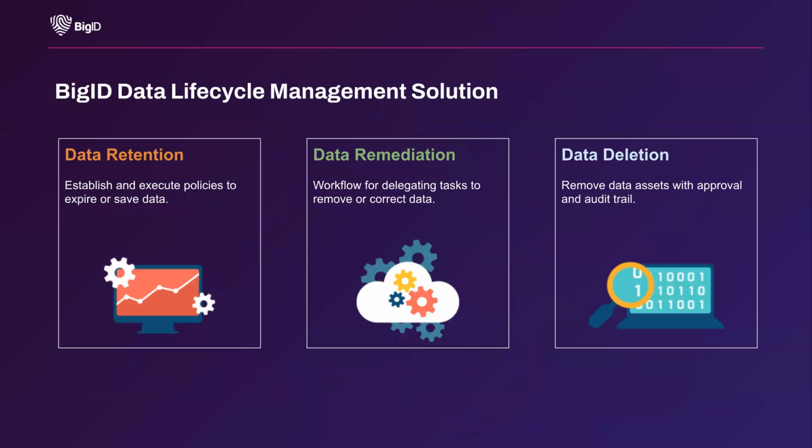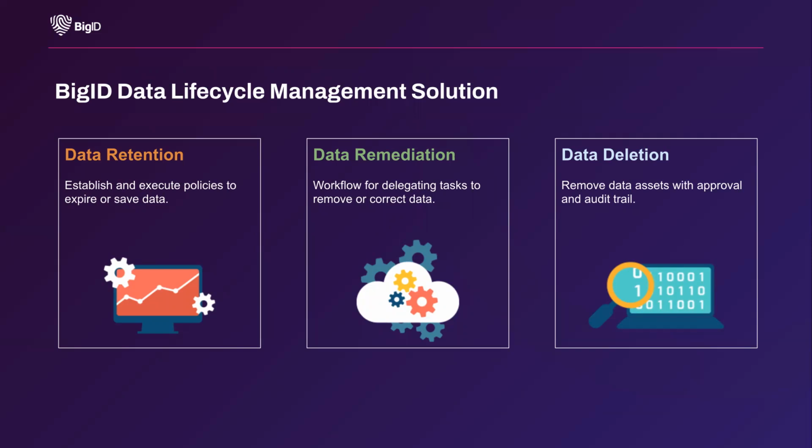So this is the BigID data lifecycle management solution. And if you remember that pillar we just saw, that top layer were all the apps. And when we talk about data lifecycle management, specifically, we're talking about how do you first discover all your data, classify it, know what it is, and then the actions you're going to take on top of that are these three apps. We have a data retention, which is to establish and execute policies to expire or save the data.